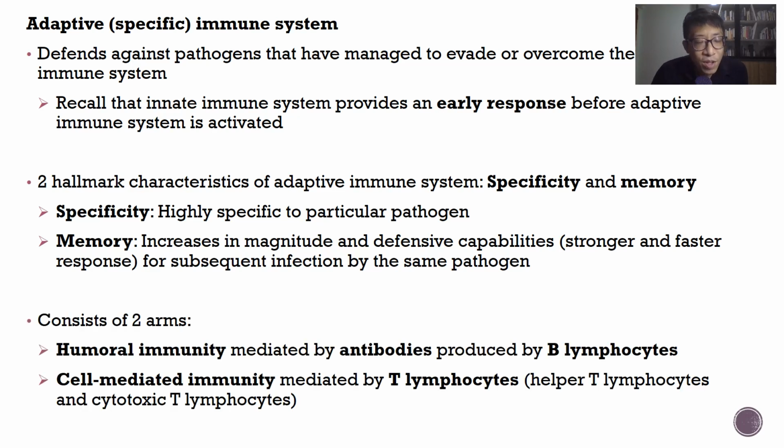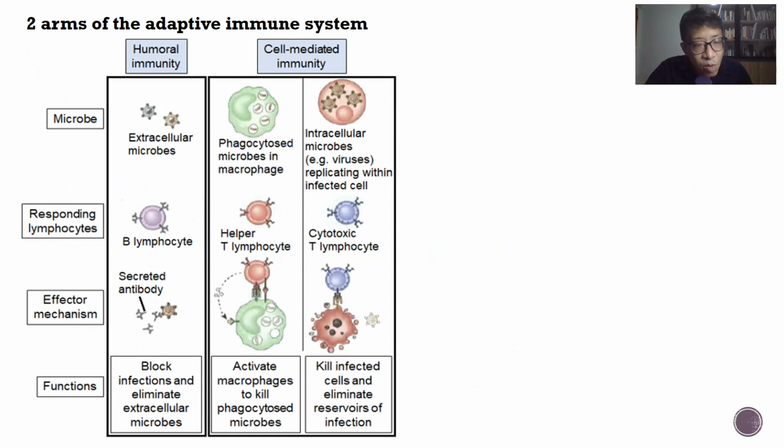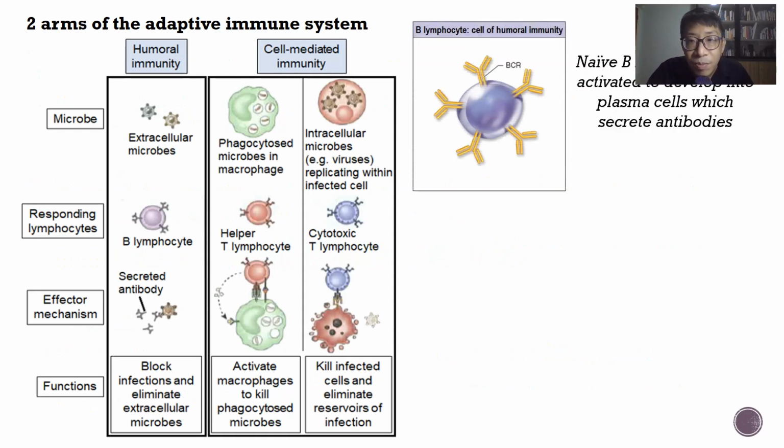Okay, so there are two arms of the adaptive immune system. We have the humoral immunity, involving the antibodies produced by B cells, and also the cell-mediated immunity that involves the T cells. We have two types of T cells, helper T cells and cytotoxic T cells. We will look at what they do later when we look at the cells of the adaptive immune system. Again, a diagram just to show the two arms of the adaptive immune system.